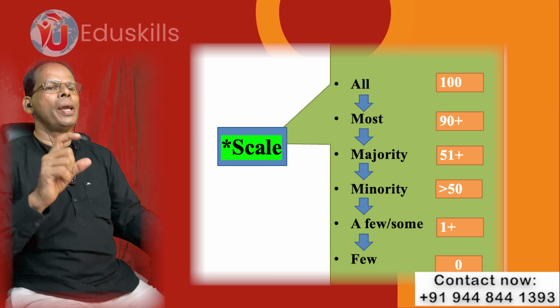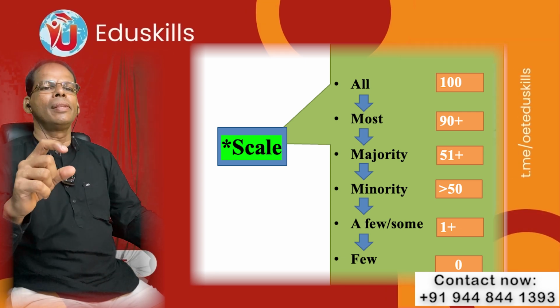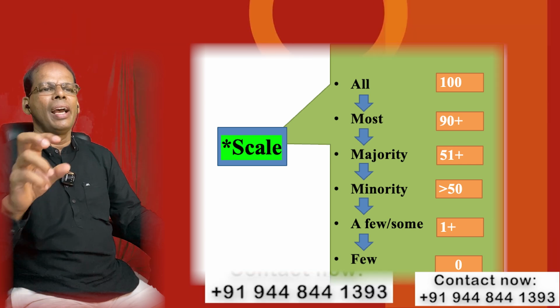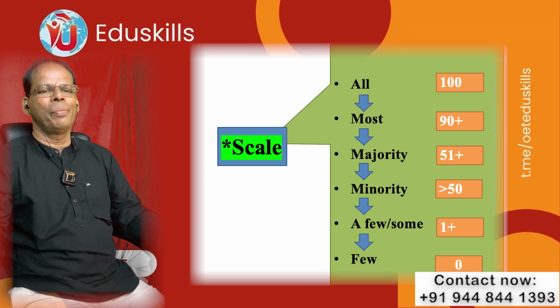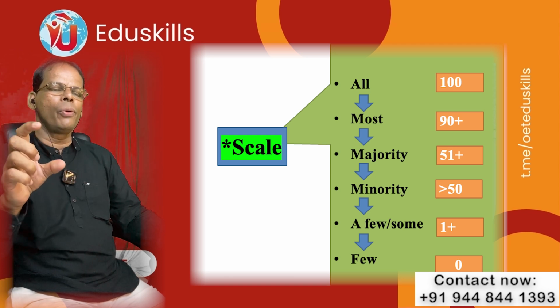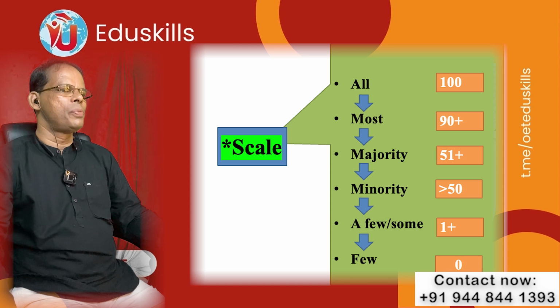But the meaning should be absolute. "All the nurses are not expected to do night duty" means some nurses are expected to do night duty. Some is not absolute, not the extreme pole. So even if these words are used, you should see that the meaning is absolute as well.